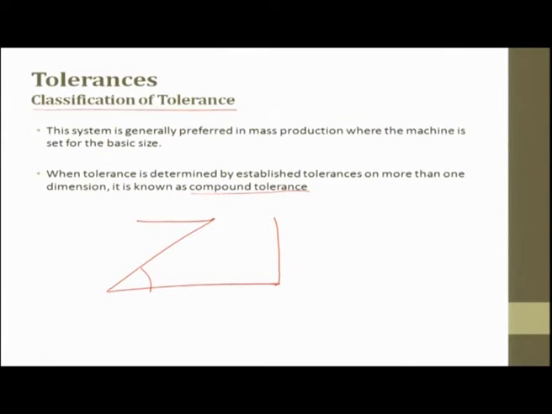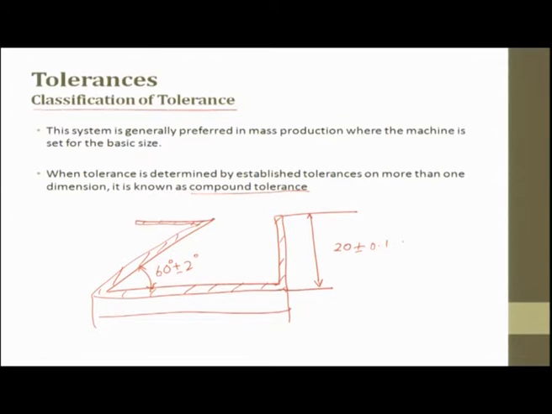So, here is a part where there is, let us take it's a sheet metal part, assume it's a sheet metal part. So, sheet metal part, so this is 20 plus or minus 0.1 millimeter, and here it is theta plus or minus 2 degrees. This length is 40 plus or minus 0.1 millimeter, and now this is R. Okay. So, we are supposed to find out this R.